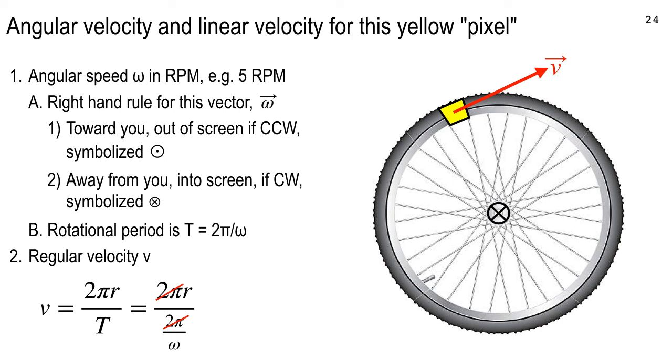And so you've got r on the top, and in the bottom you basically have a 1 over omega. Remember, division by a fraction is the same as multiplication by the reciprocal. So division by 1 over omega is the same as multiplication by omega over 1. So this means that v is equal to omega r.